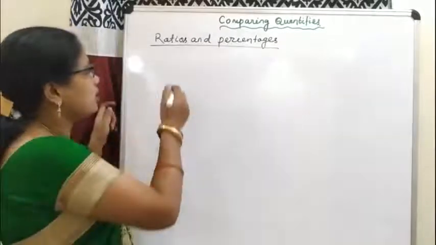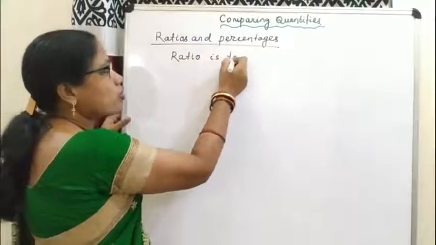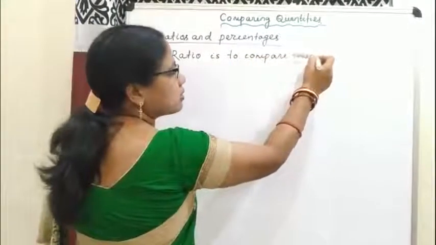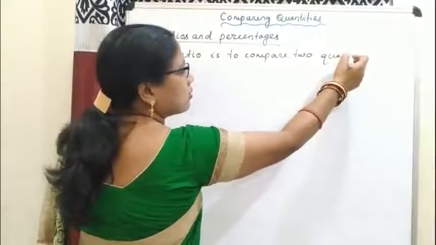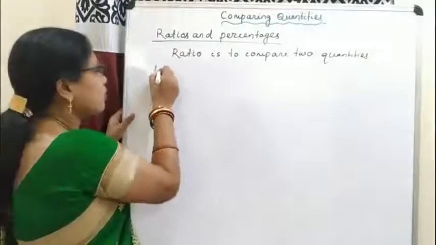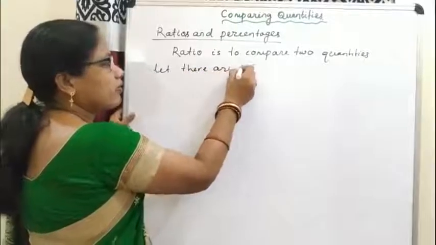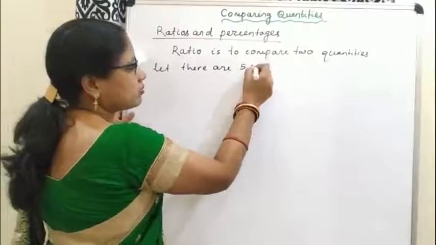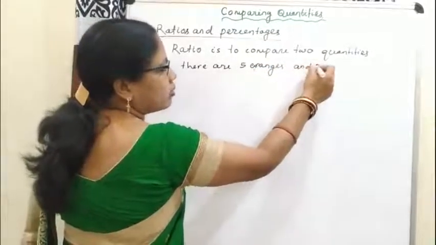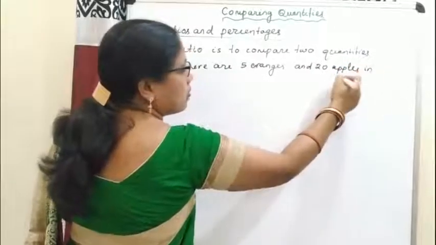So ratio means, ratio is to compare two quantities. So let us take an example. Let there are 5 oranges and 20 apples in a basket.